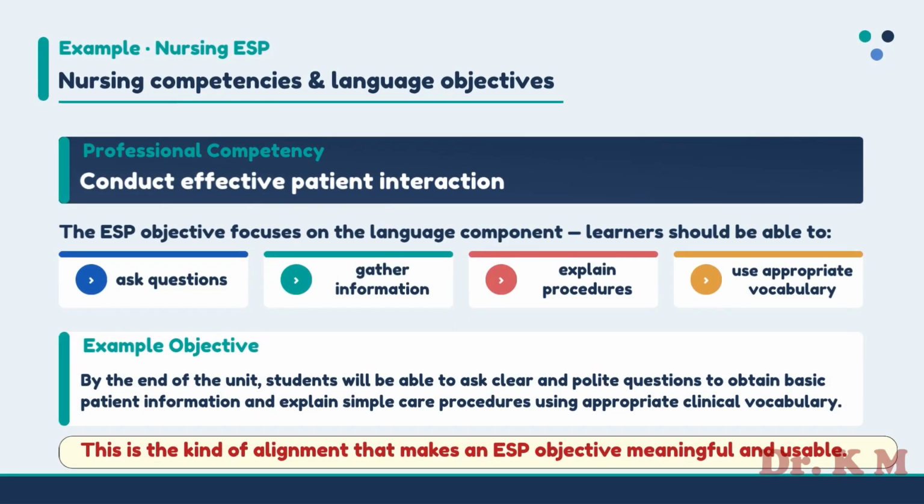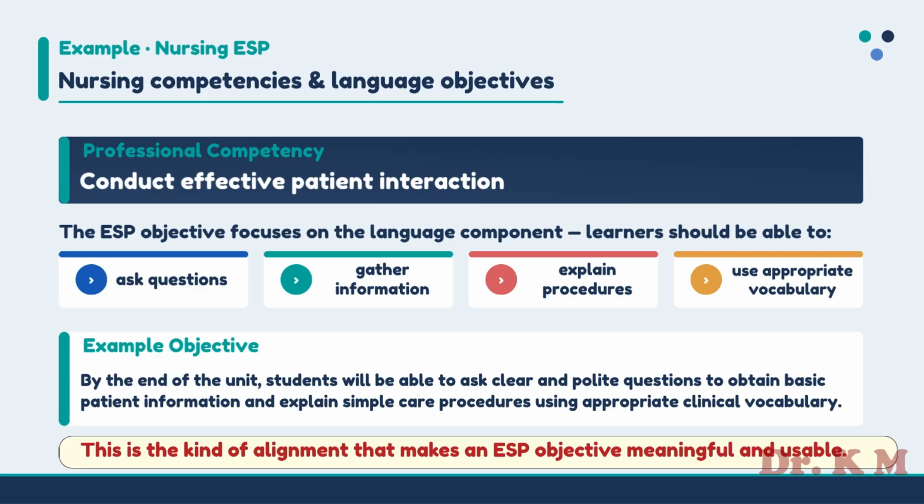Example, nursing competencies and language objectives. Here is an example from nursing. The professional competency is broader: conduct effective patient interaction. The ESP objective focuses on the language component of that competency. It identifies what learners should be able to do linguistically: ask questions, gather information, explain procedures, and use appropriate vocabulary.